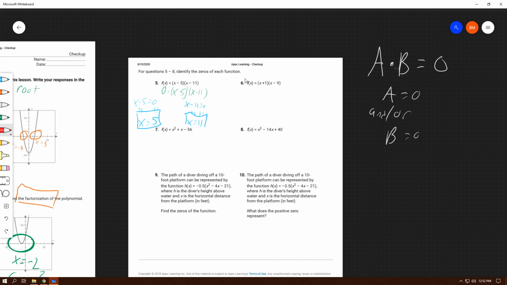They're always opposite. So a quicker way to do this, if I'm given this form, question 6 here, x plus 1, what's a zero? X equals negative 1. X minus 9, positive 9. Done. It's just always going to be opposite.